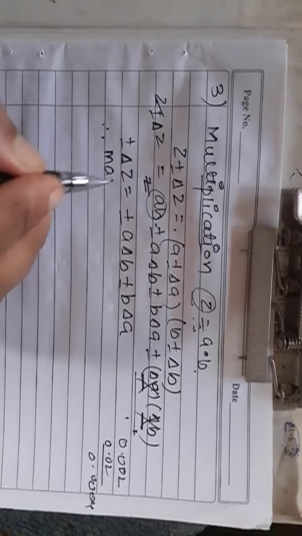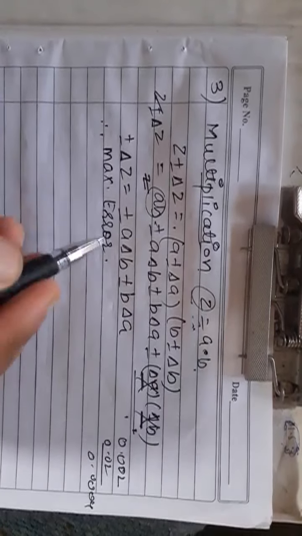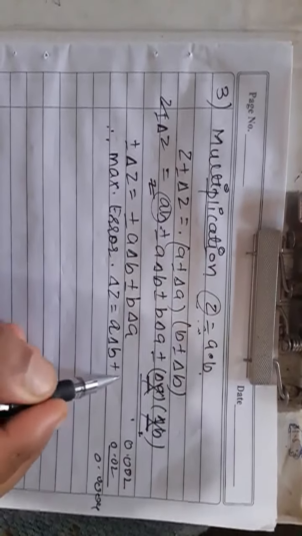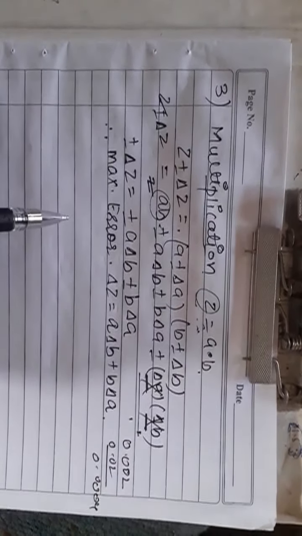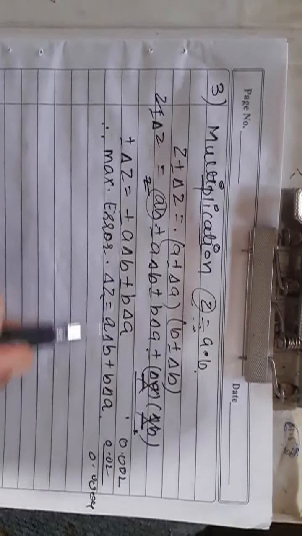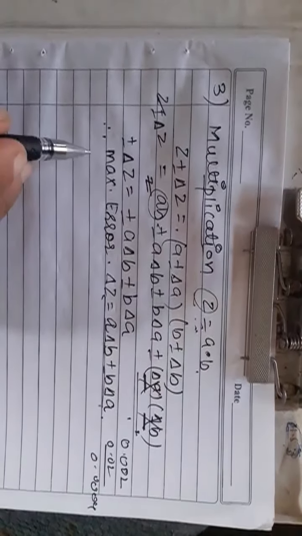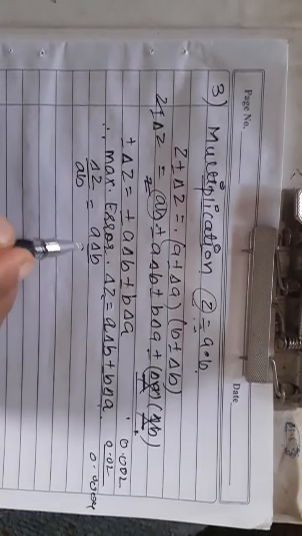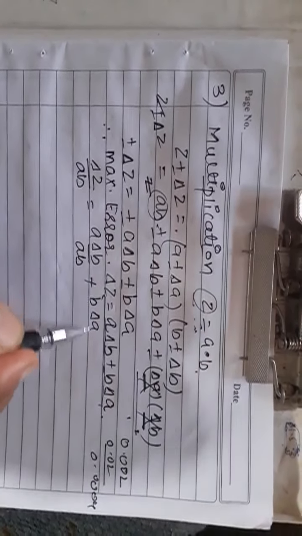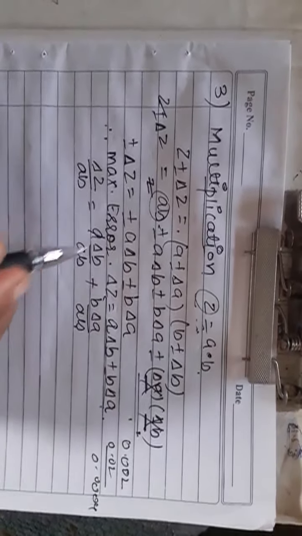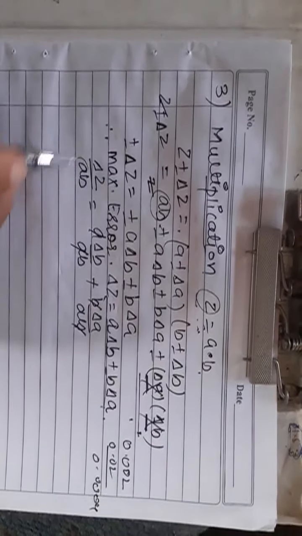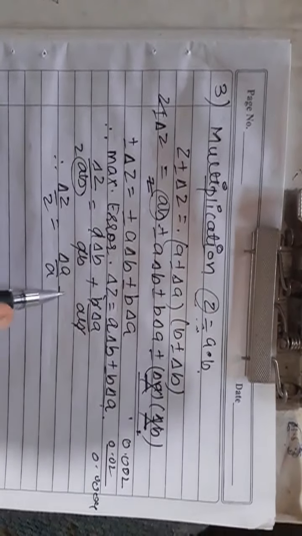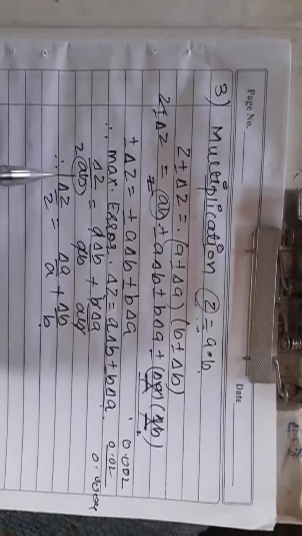Therefore, what will be the maximum error? Again, there are a number of possibilities. To take the maximum error, you will take only the plus sign. So it will be delta z equals a delta b plus b delta a. But this result is not symmetrical. To make it symmetrical, let us divide by ab on both sides. Now you can see a cancels out, b cancels out, and this is z. Therefore, delta z by z will be equal to delta a by a plus delta b by b. This is the answer.